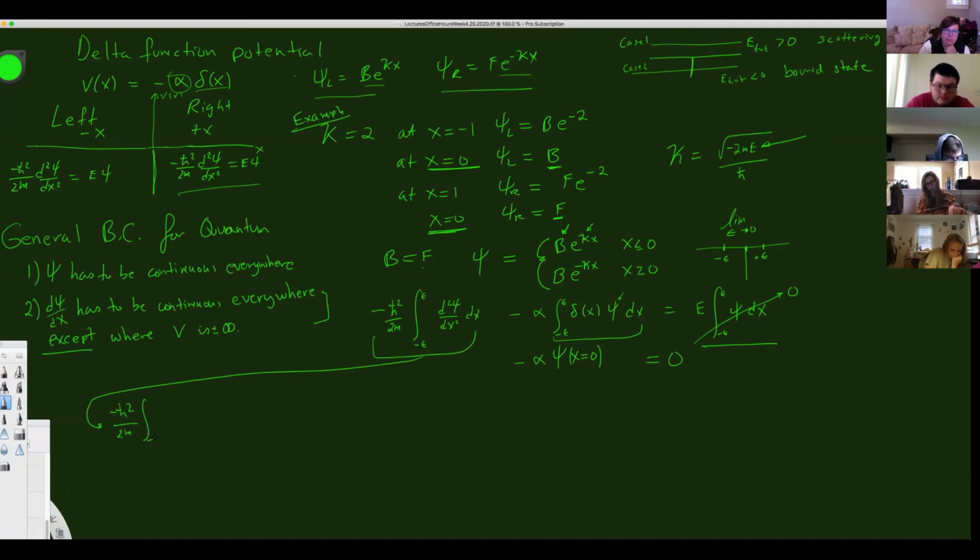The integral from minus epsilon to epsilon of d squared psi dx squared dx. Okay, so we're going to write that again. We have minus h bar squared over 2m, and then the integral from minus epsilon to epsilon. I'm going to write it as d/dx of d psi dx. I can certainly do that, right? It's a second derivative, dx. And then I can use integration by parts.